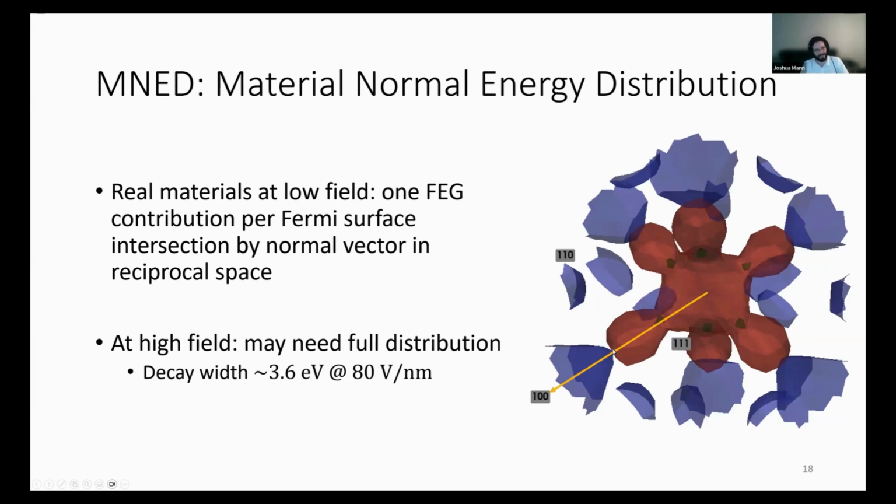But I did specify this is for low field. For laser field emission, where we have 80 gigavolts per meter fields, the decay width, or the depth of energy where we're sampling in this field emission process, is like 3.6 eV. So this won't work so well for laser field emission, but for RF, it should work out okay.